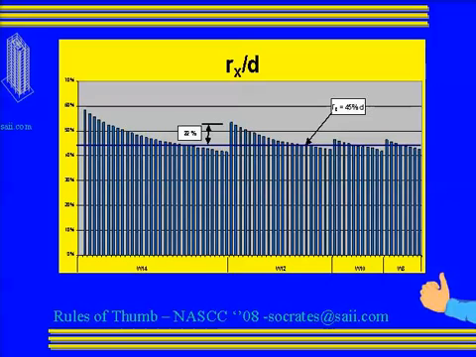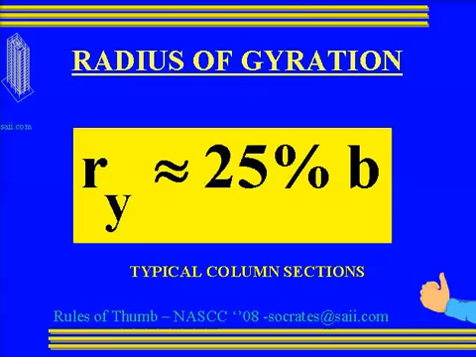This is a very interesting one, and this is relatively easy to derive actually if you think about it, because all your moment of inertia is essentially two rectangular sections that make up the flanges, but it's approximately 25% of the width of the flange.